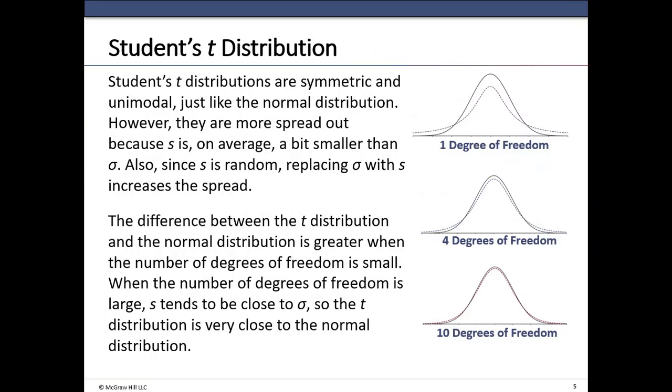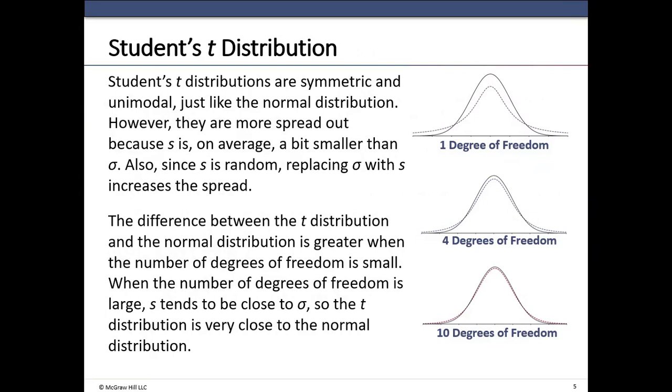Now we increase from 1 degree of freedom to 4 degrees of freedom. That means we have increased the sample size, which was 2 previously, to 5. And notice the dashed curve, which is the T curve, is approaching the Z curve. The difference between the T distribution and normal distribution is greater when the number of degrees of freedom is small. When the number of degrees of freedom is large, S tends to be close to sigma, so the T distribution is very close to the normal distribution.